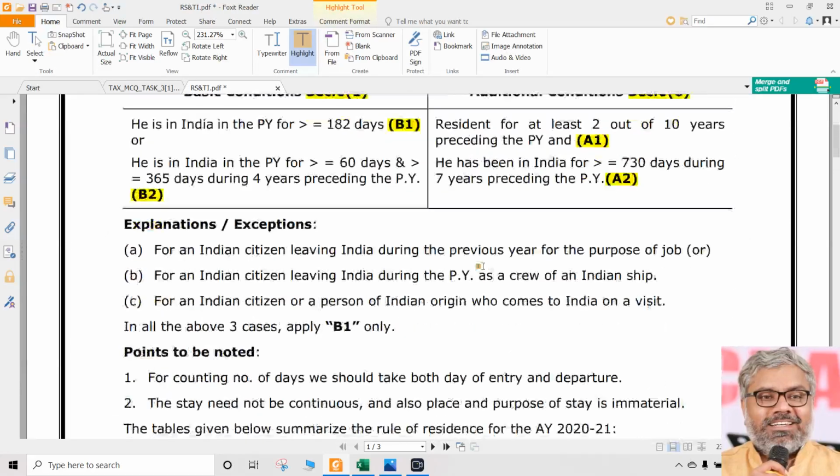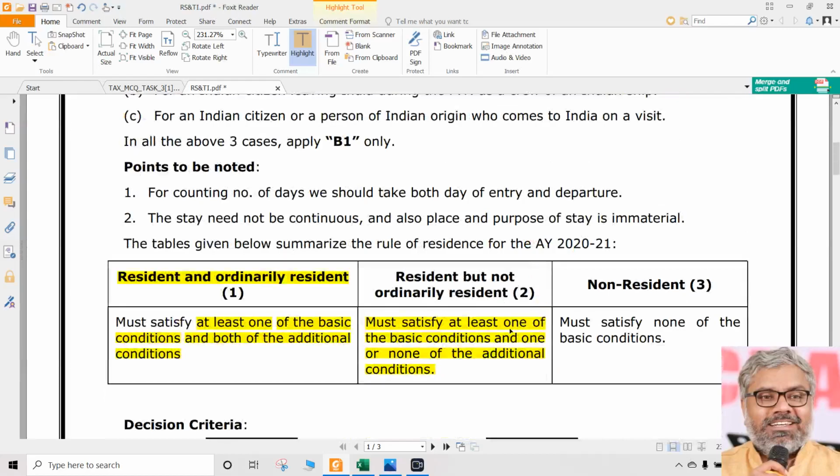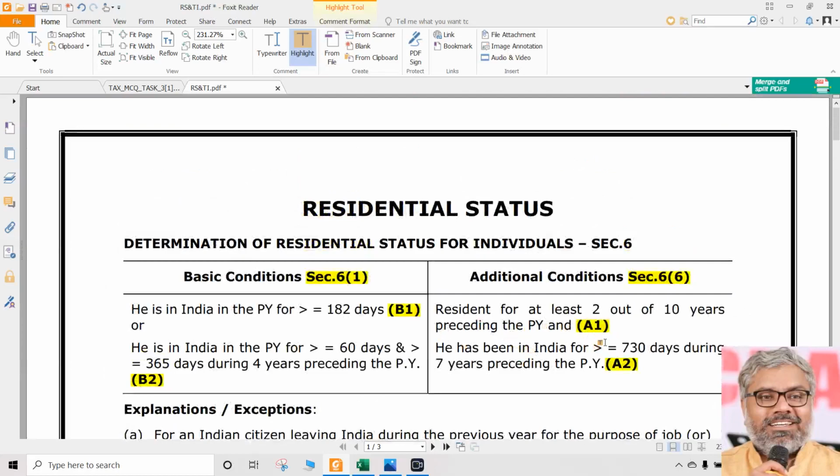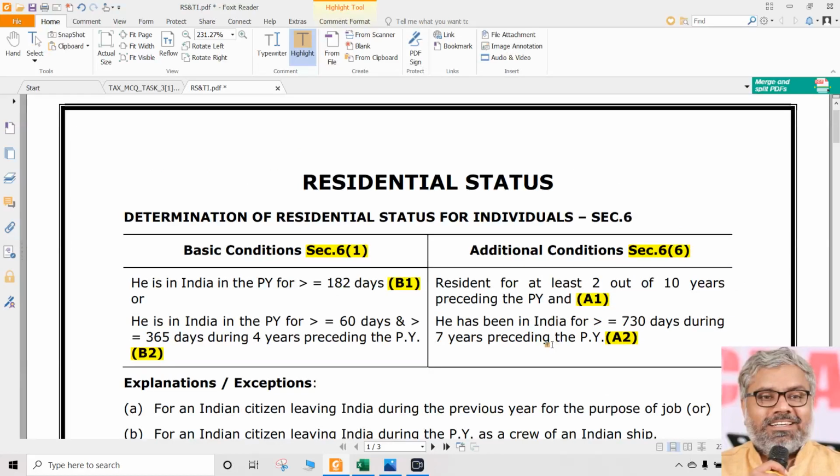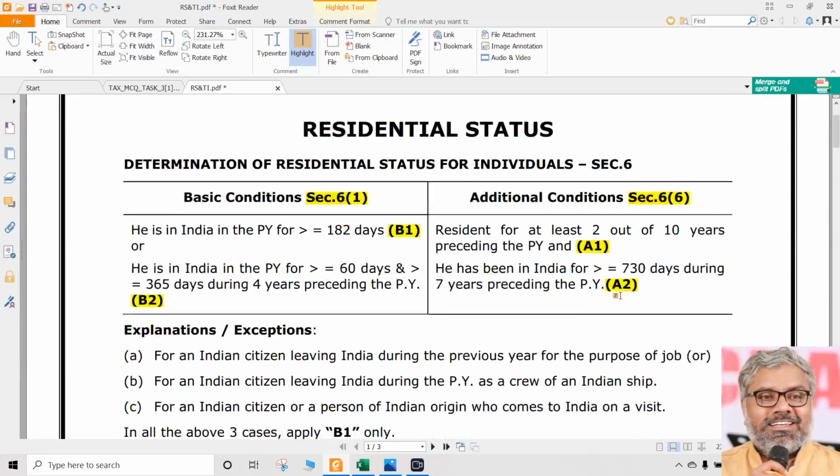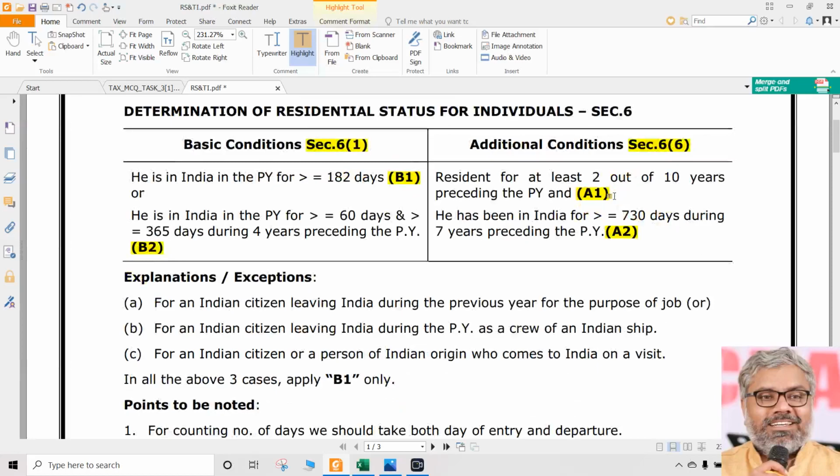Of course, then only he is resident, but either one or none of the additional conditions. Even if somebody satisfies even one additional condition, that becomes RNOR. If he satisfies none of the additional conditions, anyway he is RNOR. So in order to be ROR, anybody has to satisfy both the additional conditions. What are the additional conditions here? Being a resident for 2 out of 10 years preceding the previous year, or staying in India for 730 days or more during 7 years immediately preceding the previous year. Those are the additional conditions.